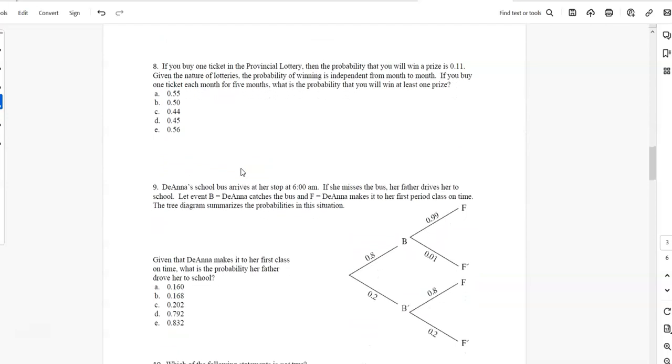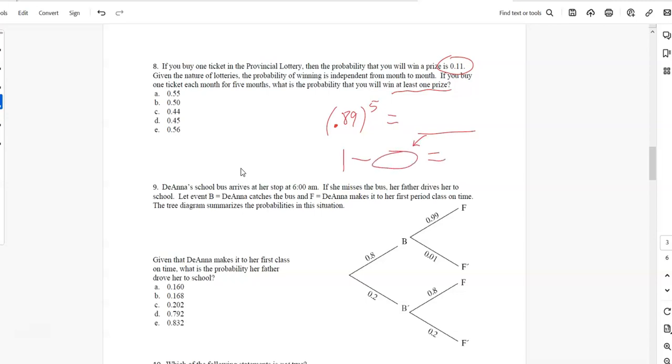If you buy one ticket in the provincial lottery, the probability you win a prize is 0.11. Given the ticket purchases are independent, you buy one for 5 weeks, what is the probability that you will win at least one prize? Well, that's very difficult to find. I need to find the complement of that event. So if the chance of winning is 0.11, the chance of losing would be, if I subtract from one, 0.89. So if I do that for 5 weeks, I'm going to get some number here. And whatever that number is, 1 minus that number would be my answer here.